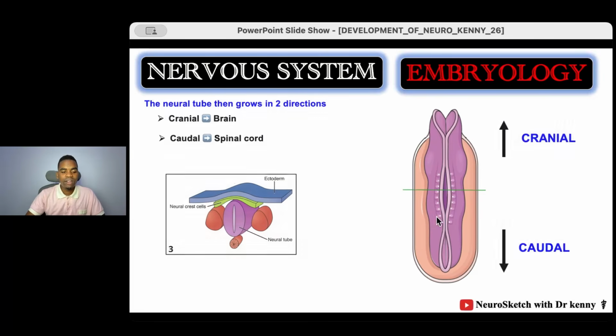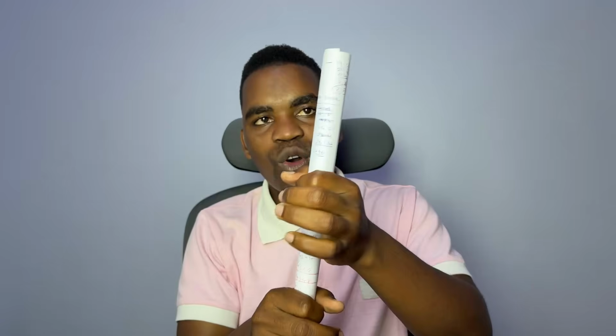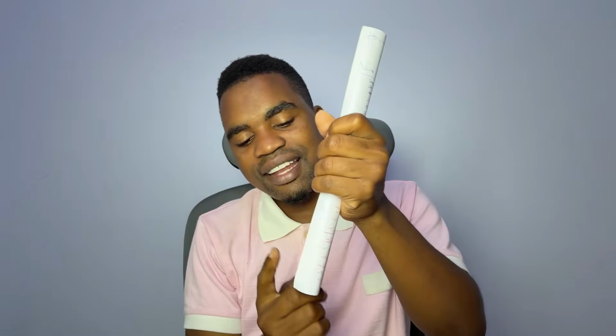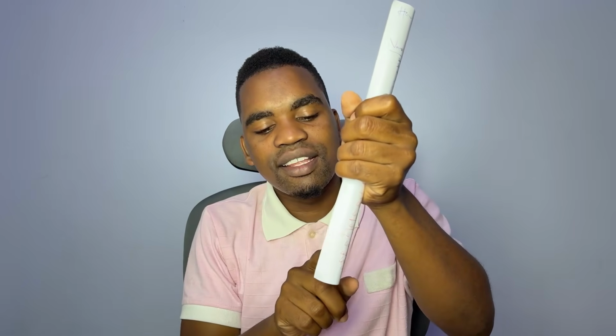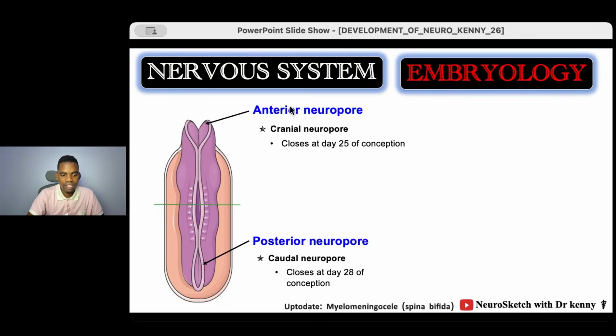I want you to notice this is a tube, and because it is a tube, it has openings: a proximal opening and a distal opening. This opening here is called the cranial opening, or the cranial neural pore, or the anterior neural pore, and this one downstairs is called the posterior neural pore, also called the caudal neural pore. What's so important about these openings is the day of closure.